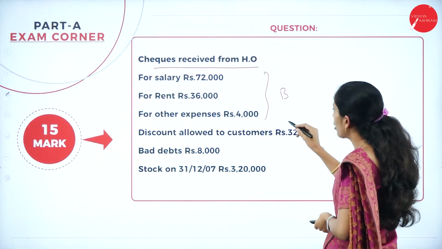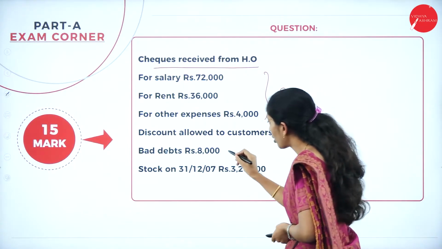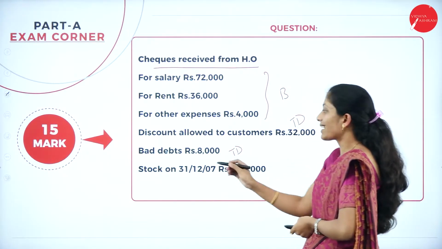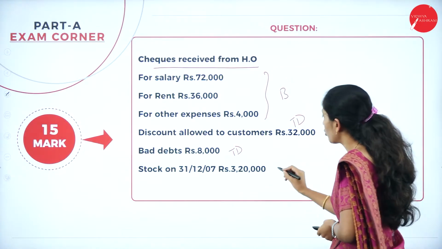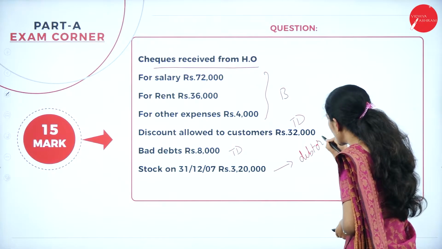Next, discount allowed to customers in total debtors account. Bad debts we will record in total debtors account. Next, they have given closing stock, but they have not given closing debtors. So we have to calculate the closing debtors.